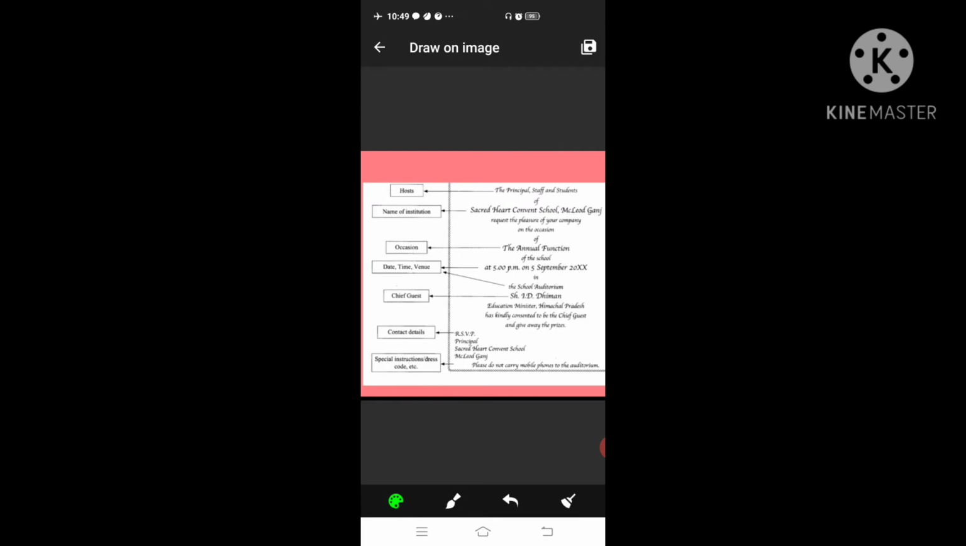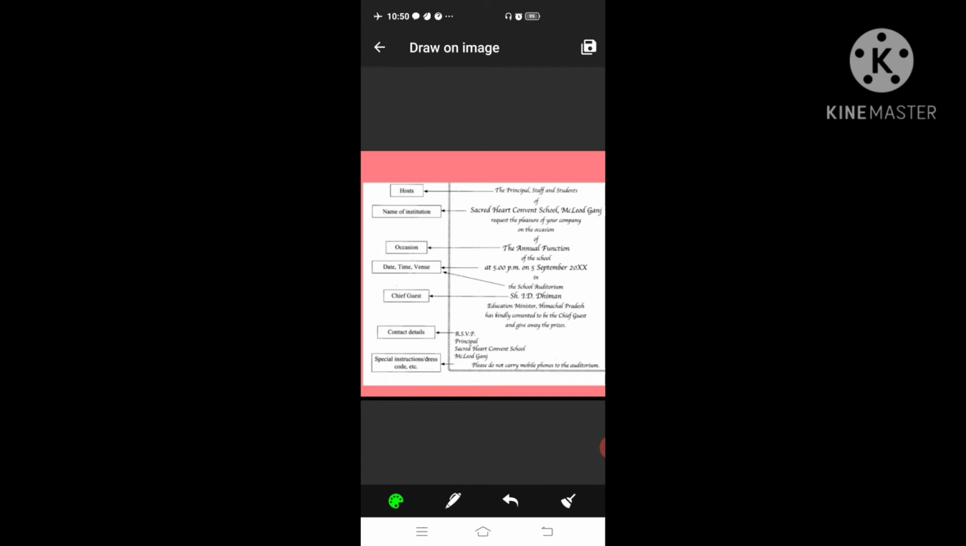So beta, have you got my point? Whenever you are writing a formal invitation, you have to change only the name of the host. The name of the host will be changed and the request line will be the same. Then the name of the function will be changed, time and place will be changed, but the matter will be in the same way. So first of all, we mention the name of the host, then the request line, then the name of the function, then the time and place. At last, if you would like to mention some note, you can mention it. Fine. So this is the way of writing a formal invitation.